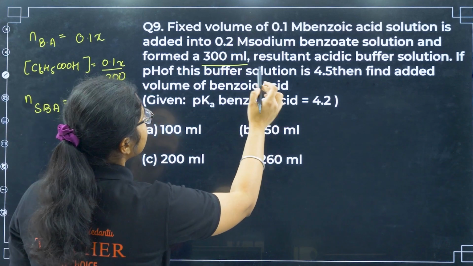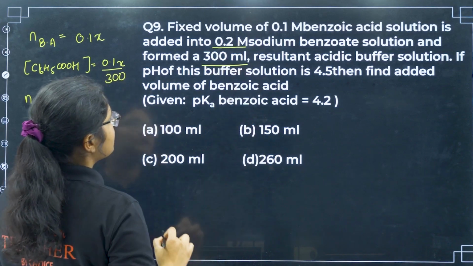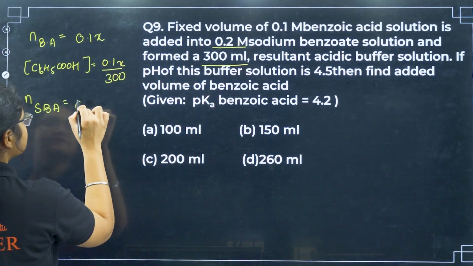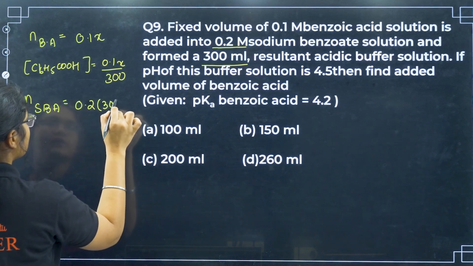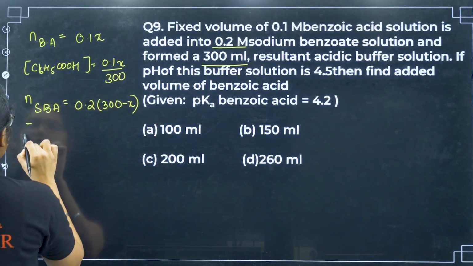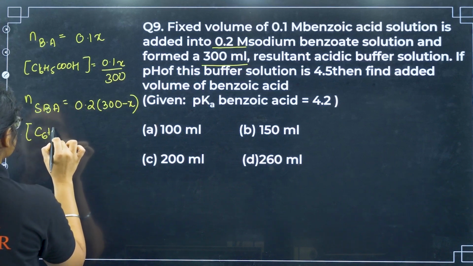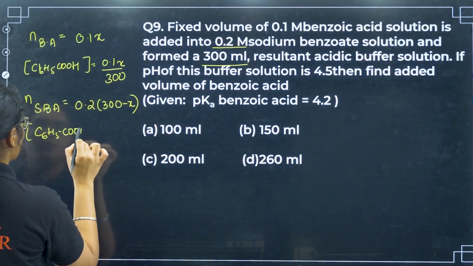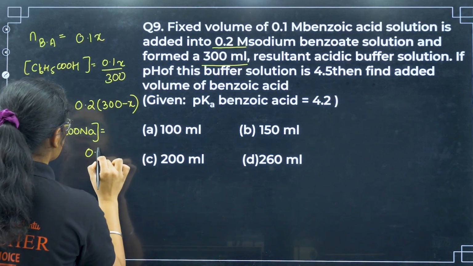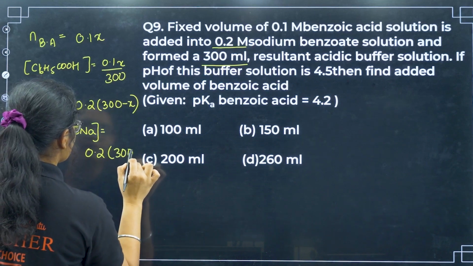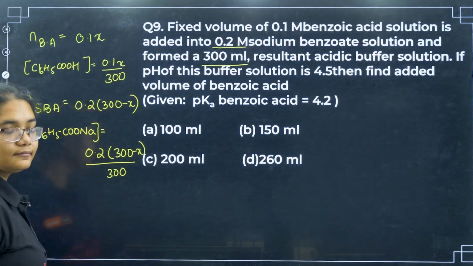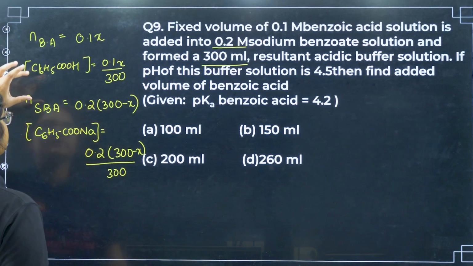It is 0.2 M and the volume will be, if this is X, the volume of the other one will be 300 minus X. So 0.2 into 300 minus X. And then the salt of benzoic acid, C6H5COONa, that will be equal to 0.2 into 300 minus X divided by 300. So we got the concentration of both.